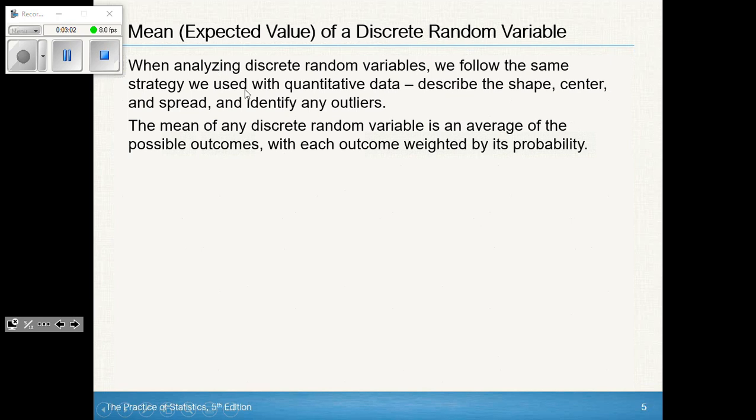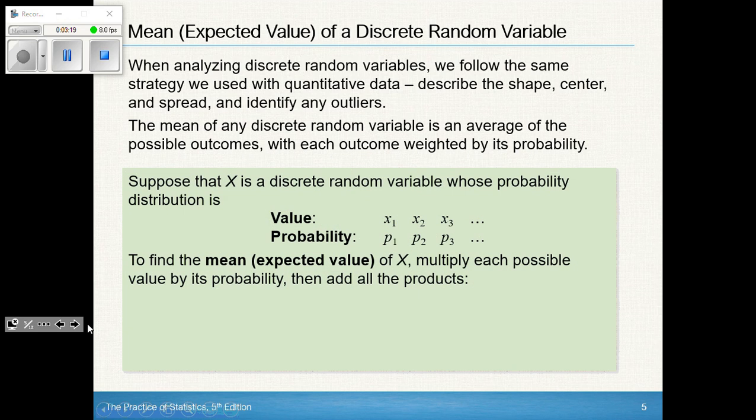To find the mean, just like we've done before, we can talk about center, shape, and spread. The mean of a discrete random variable is the average of all the possible outcomes, with each outcome weighted by its likelihood of occurrence. Again, I'm going to show you an example in just a second, but here's the way the formula would look.